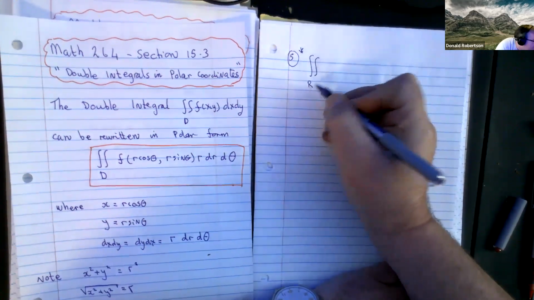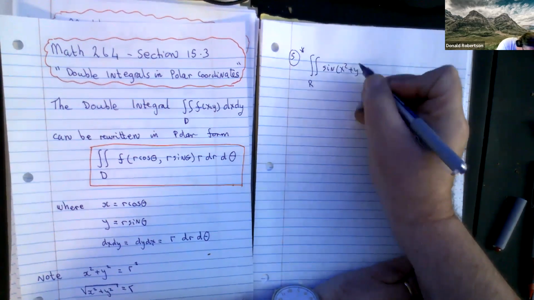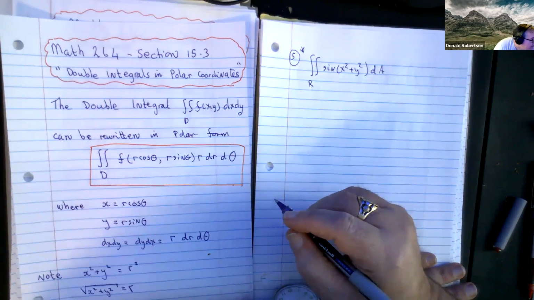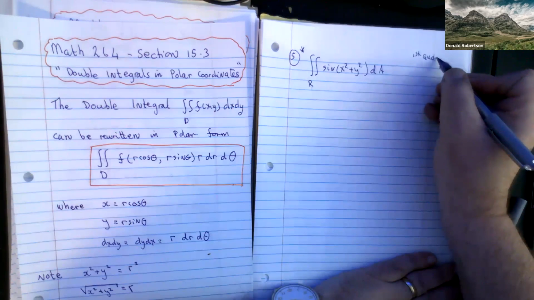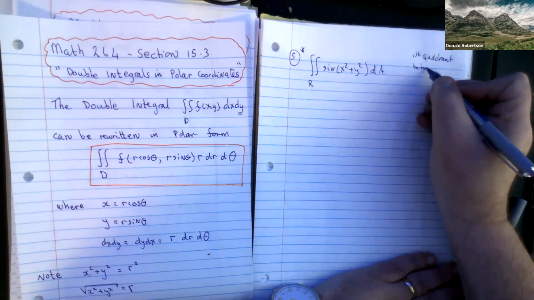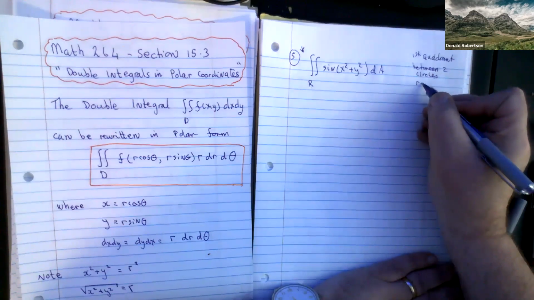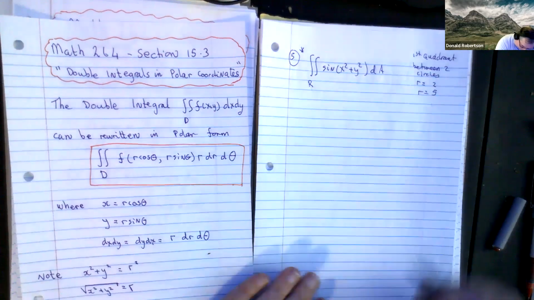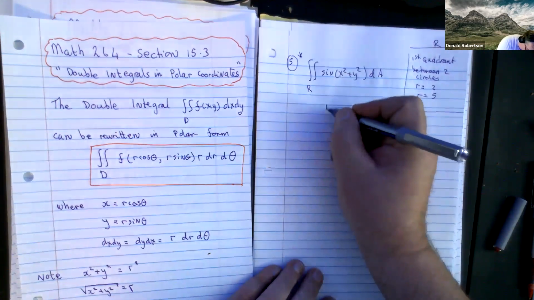Double integral over some region R of the sine of x squared plus y squared dA. And the region D is in the first quadrant, and it's the area between two circles. The radius of one is 2 and the other radius is 5. So we're calling this region R this time, and that's the guy that we need to do first.